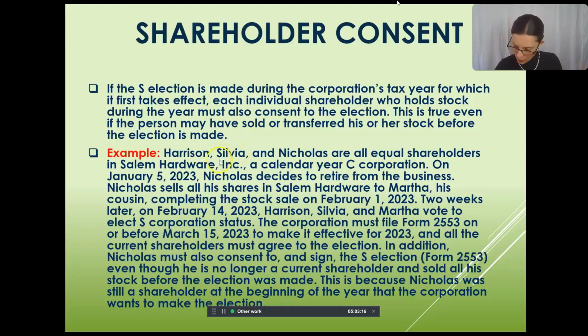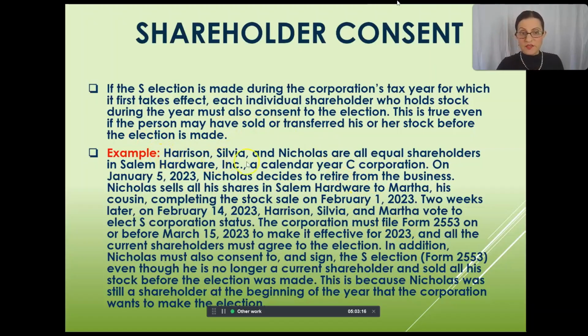It's not like that with a C corporation. With a C corporation, you only need majority shareholder approval, which means over 50%. But with an S corporation, you need 100% of the shareholders, and they have to sign this form. The form includes a jurat, and every single shareholder has to sign it in order for the S election to be valid. And let me give you an example.